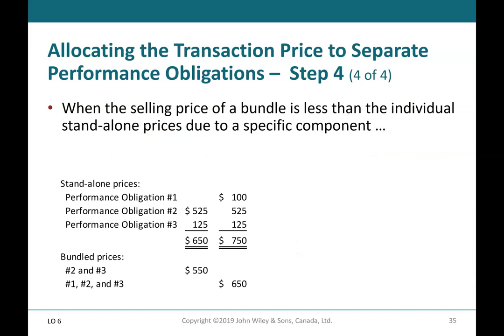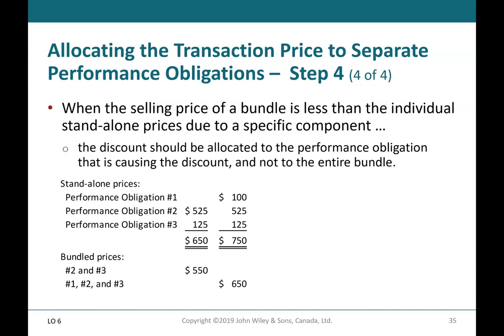Allocating the transaction price to separate performance obligations, step 4. When the selling price of a bundle is less than the individual standalone prices due to a specific component, you have standalone prices. Obligation 1 is 100, performance obligation 2 is 525, and performance obligation 3 is 125. So bundled prices 2 and 3 is 550, and 1, 2, and 3 is 650.